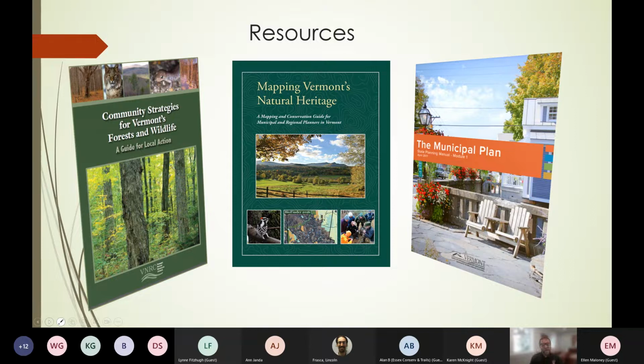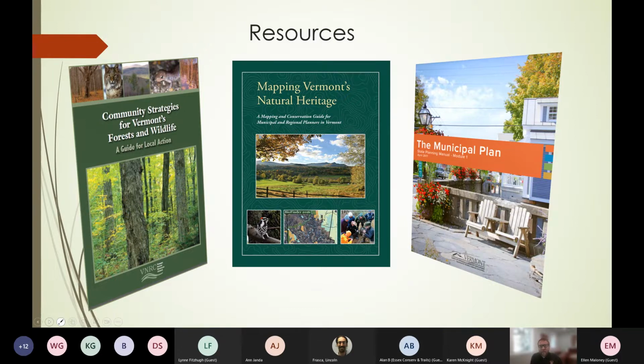This is a great document for learning more about the planning process, whether you're writing a new plan or updating an existing plan. There's all sorts of resources there on community participation and how to do meetings and all sorts of great stuff. So that's another excellent resource that I wanted to share with you.